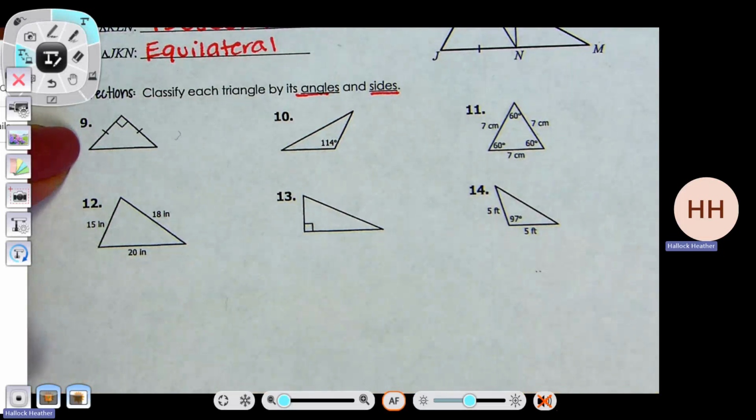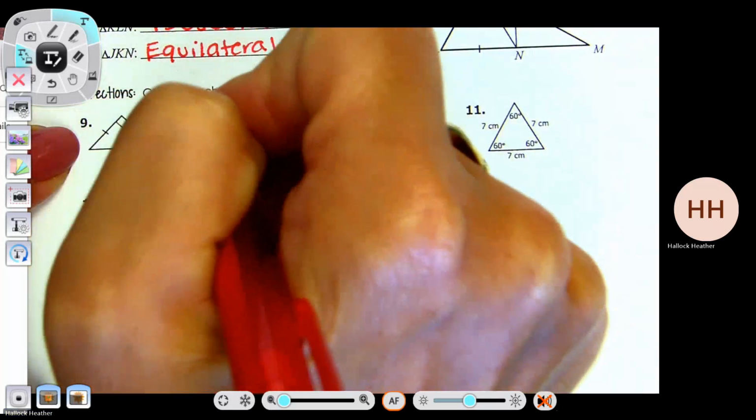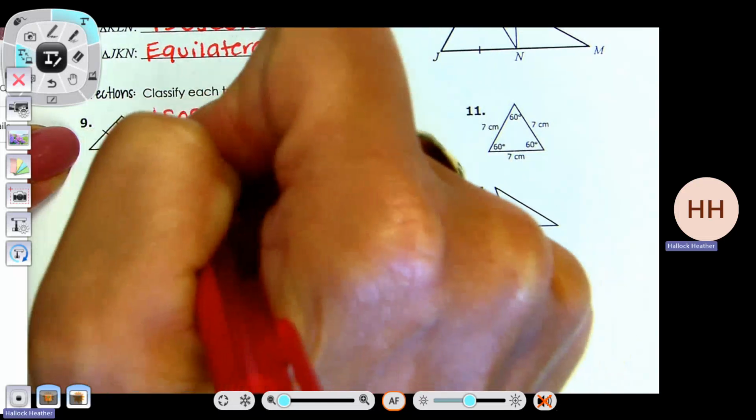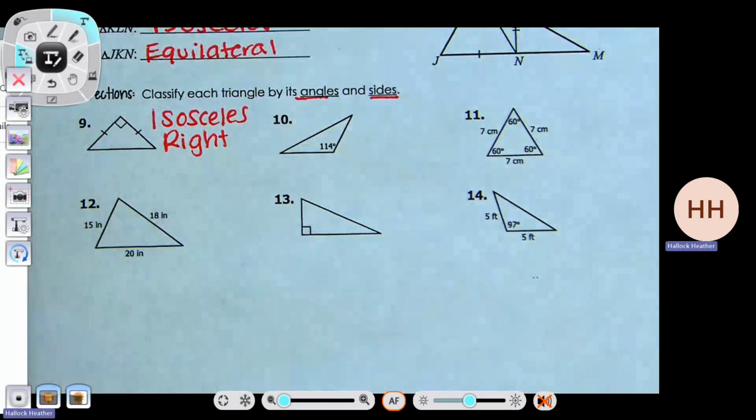So for number 9, what 2 words could I use to classify this triangle? Isosceles and what else? Oh, and right, yeah. So take a minute, try to figure out the other 5. Talk to the people at your table. Try the other 5.